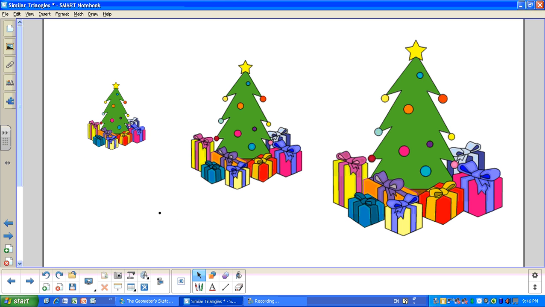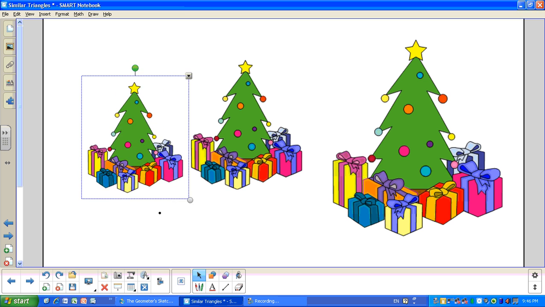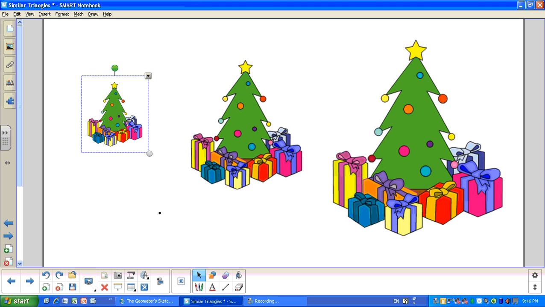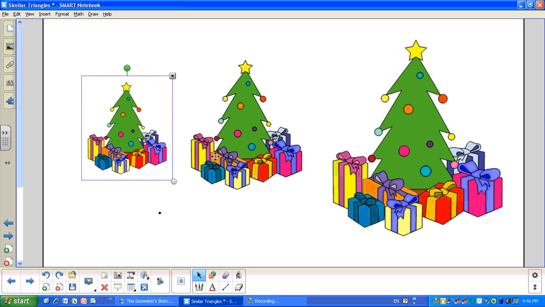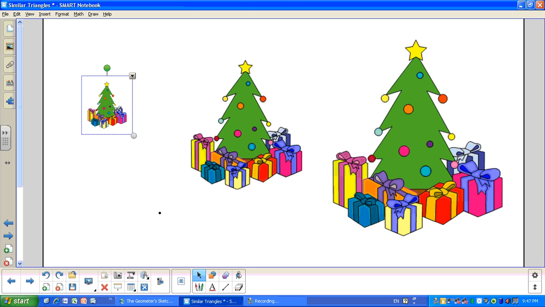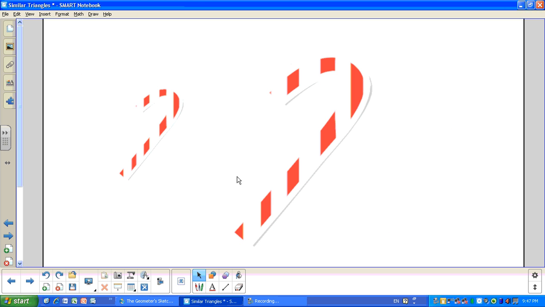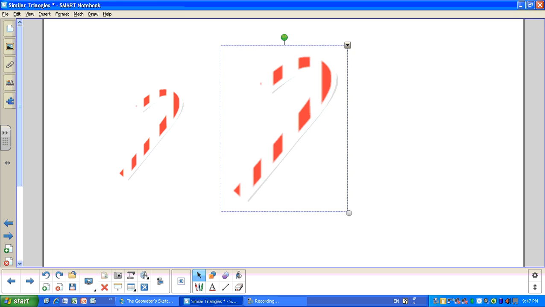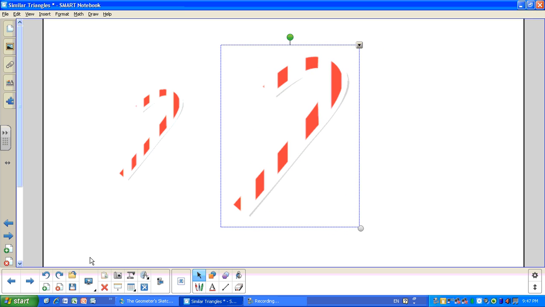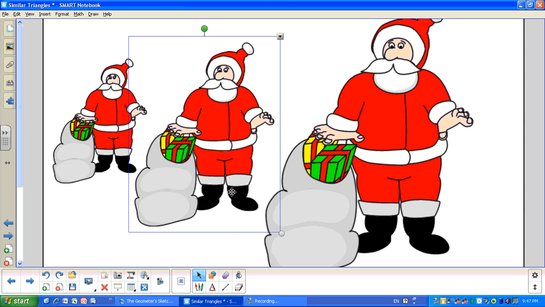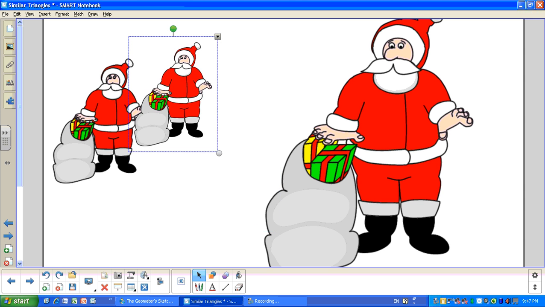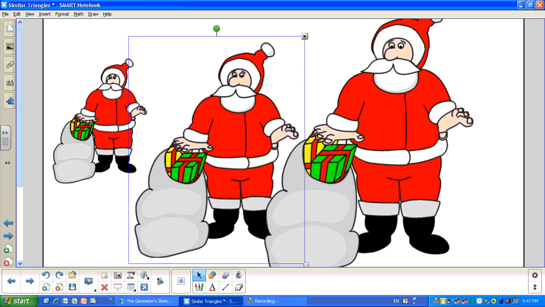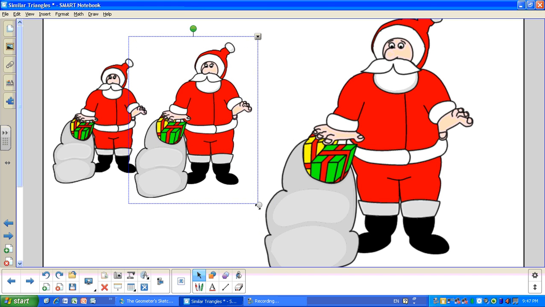Guess how I got it? I took one of them and then I enlarged it or I made it smaller, but maintaining, and this is very important, the same proportions. I did the same thing for these two candy canes: make it smaller or bigger, but maintaining the same proportions. And the Santa, look at the Santa, is the same one, just bigger or smaller.